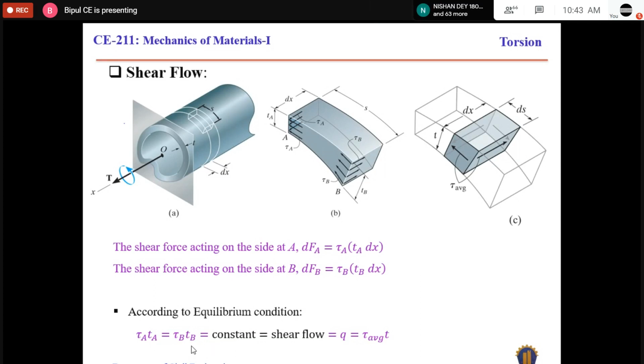This stress is similar to the water flow because at this location, stress times thickness is this one, and at this location it is that one. If we consider another section here, all will be constant. So it is similar to water flow, but it is not water. It is shear stress. That's why it is known as shear flow.